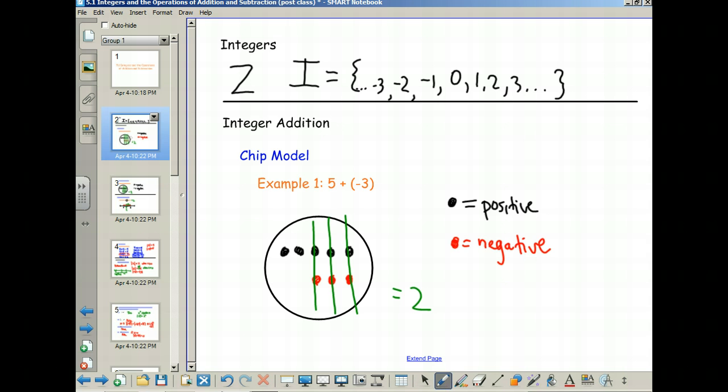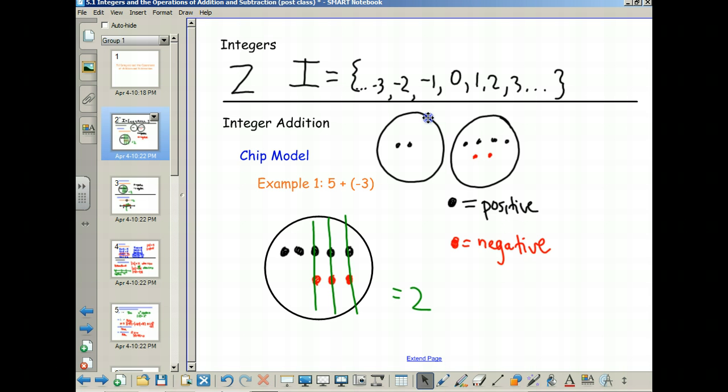How else can I write the number 2? I think I got to stop here for a second because you're still looking at me like a deer in headlights. So obviously I could write 2 like this. How else could I write 2? What other picture would be equivalent to 2? 4 blacks and 2 reds. That's the number 2. 4 blacks, 2 reds.